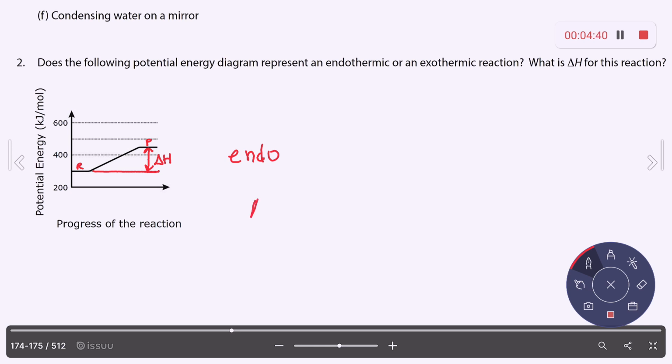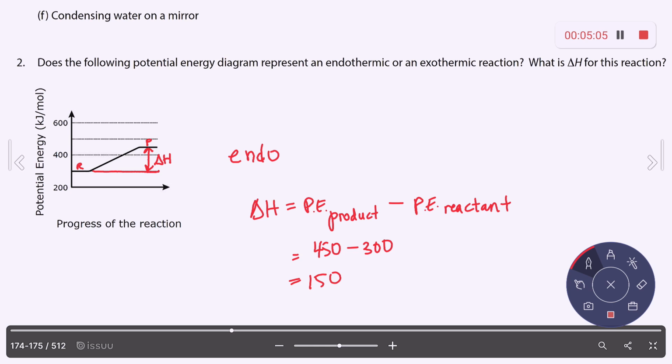Okay, so the delta H would be the potential energy of the product minus the potential energy of the reactant. So what would that be? What's the potential energy of the product? 450. What's the reactant? 300. So this would be 150, and then you would get your units from the y-axis, which says kilojoules per mole. 150 kilojoules per mole. Okay.